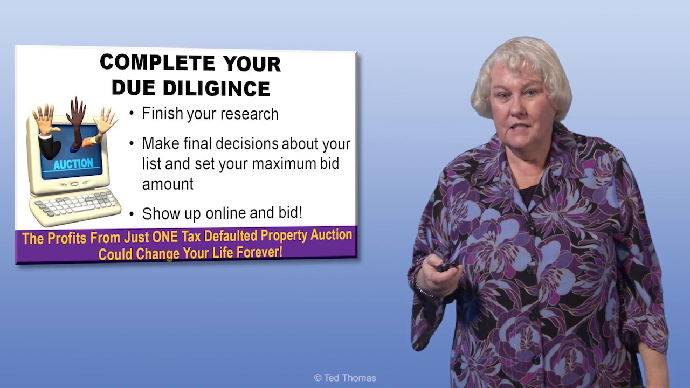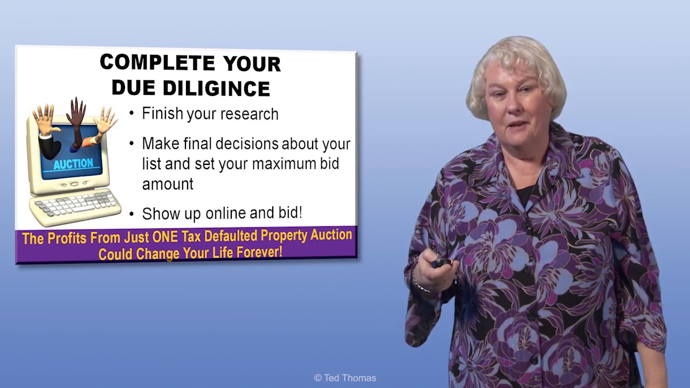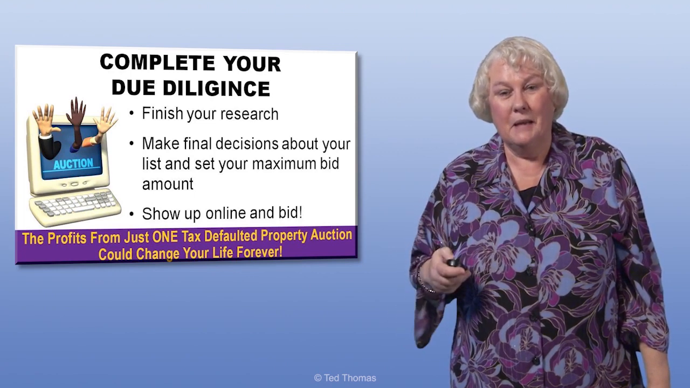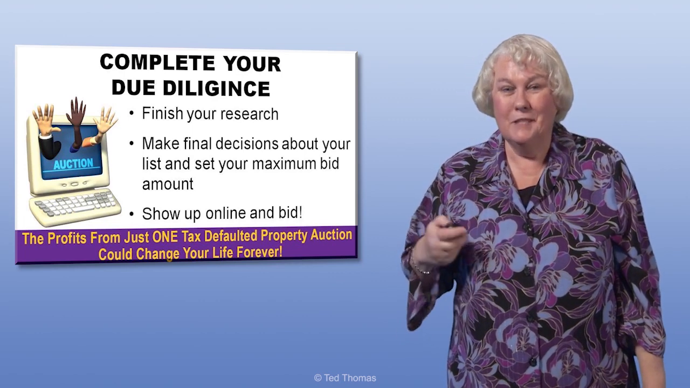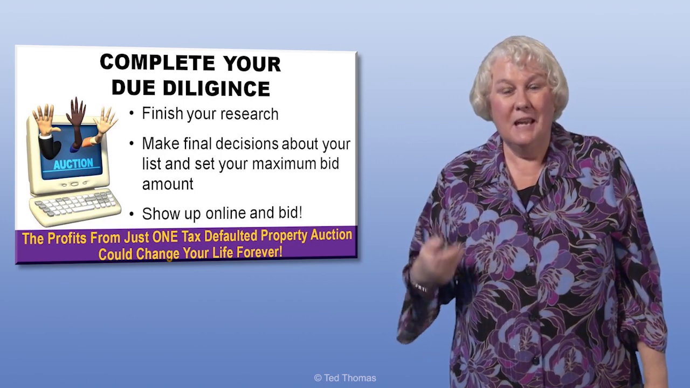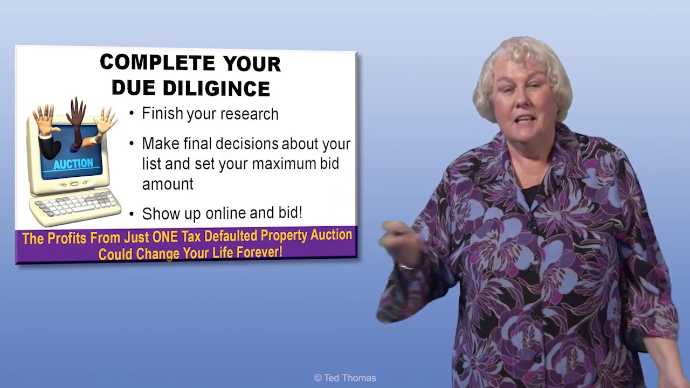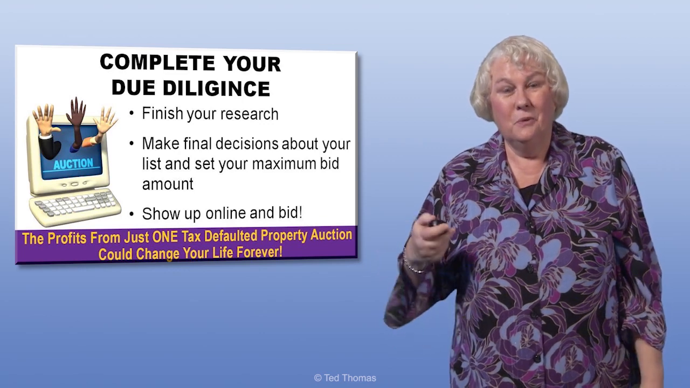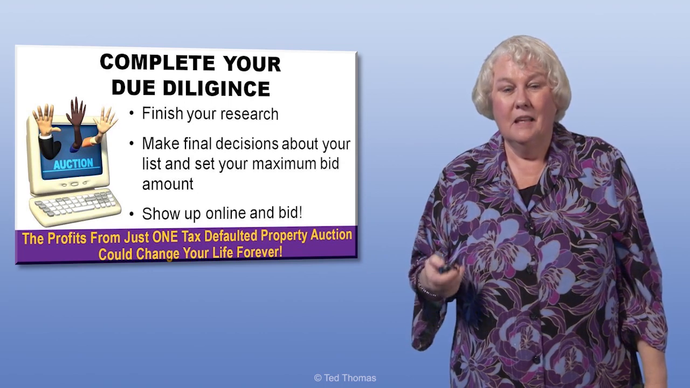So make your final decisions about your list and set your maximum bid amount. Now, you've heard this before. Make sure you set a maximum bid amount. Do not overbid. Having no deal is better than having a bad deal because you paid too much. Every time you pay too much, you can't just simply increase the amount you're asking for the property when you sell it. The market will say, that's too much, I'm not buying it. So you're cutting into your profit. So it's better to have no deal than have a bad deal.